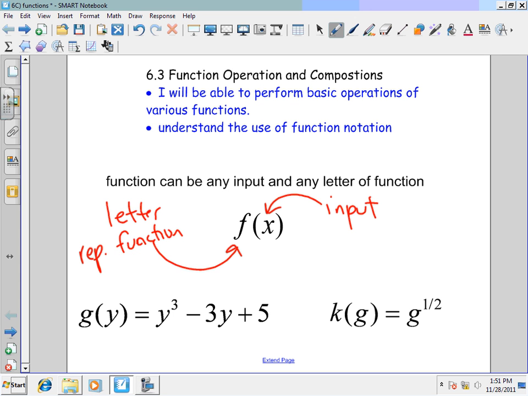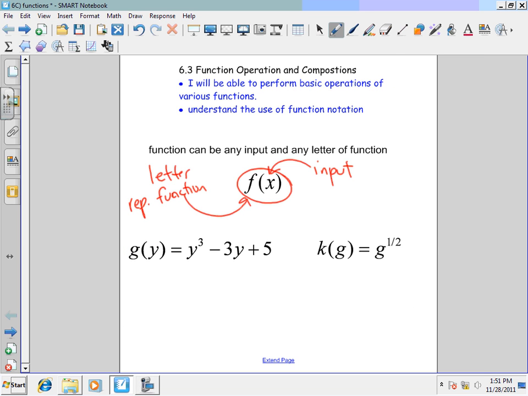So here we have F, again, as the function notation, and that designates the type of function it is, what letter it is. So it's like the variable for the whole thing. And the x is telling you it's a function of this input. So this all works together as one big thing, but it's composed of two letters, the input and the function. So let's take a look at this example.